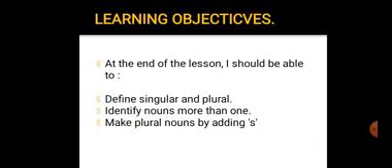Why are we learning? Our learning objectives are that at the end of the lesson, we should be able to define singular and plural. We should know what singular means and what plural means. We also hope that we'll be able to identify nouns that are more than one. You know that when a noun is more than one, it is a plural. And finally, we should be able to make plural nouns by adding an S, as well as make sentences using plural nouns. So these are some of the things that I hope you learn at the end of this lesson.